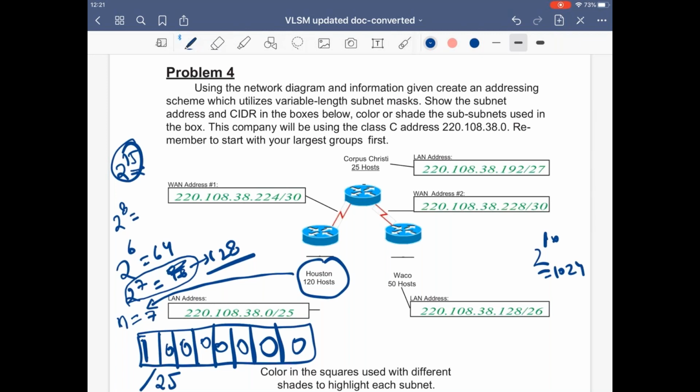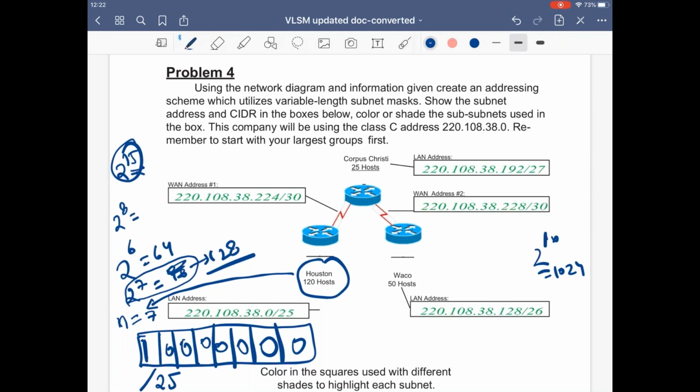So the first network starts from 0 and the broadcast ID for the first network is .127, because the valid IP range is 128. The subnet mask will be 25 because 7 bits are 0 and 1 bit is 1. So 24 plus 1 is 25. That is for network 1.